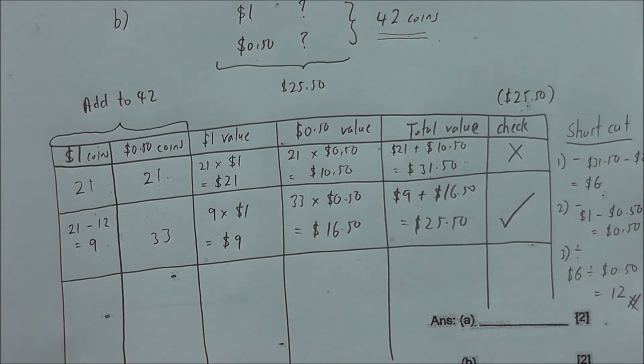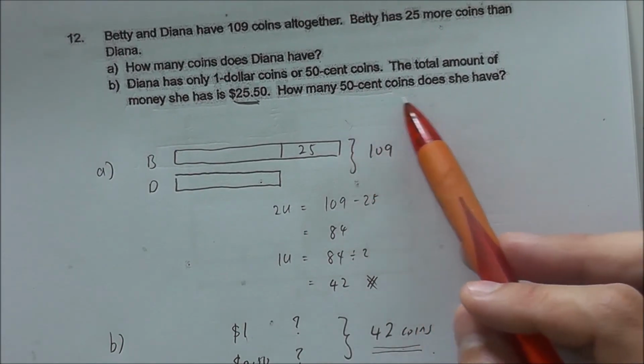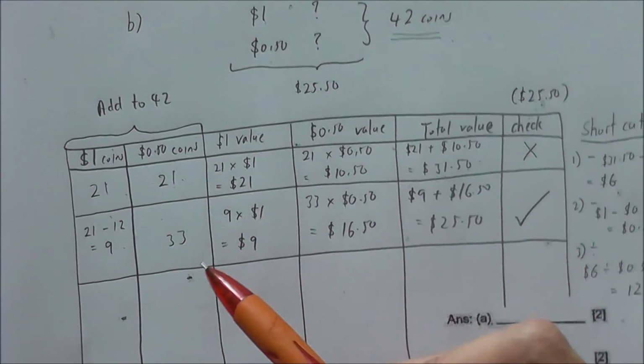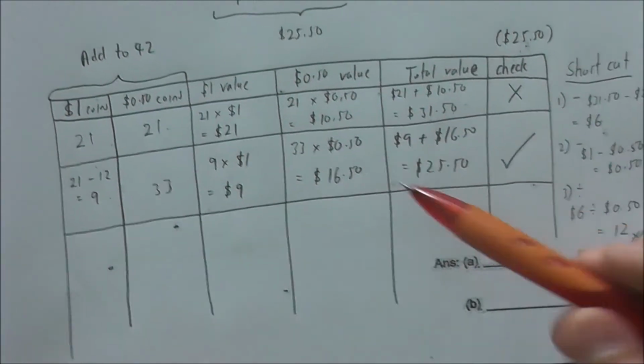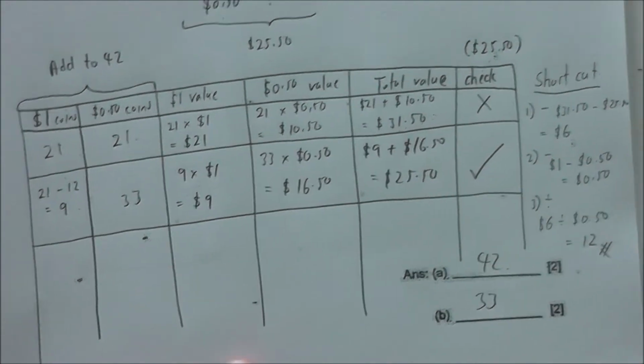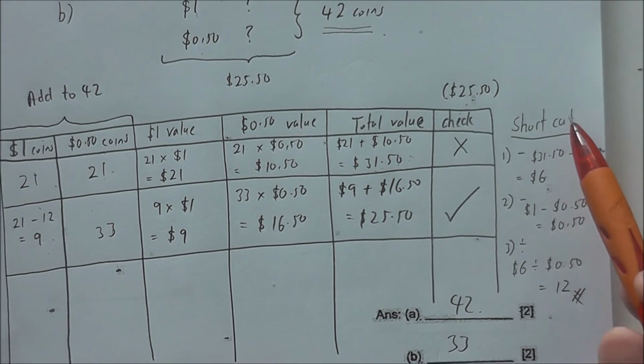Okay guys, please do not stop here because you have to extract the answer for the marker. Can you see they are asking how many 50 cents coins does she have? Then that will be 33. So please write down the answer 33 and this is 42. Okay guys, that's it. Let me just recap a little bit on this shortcut method.